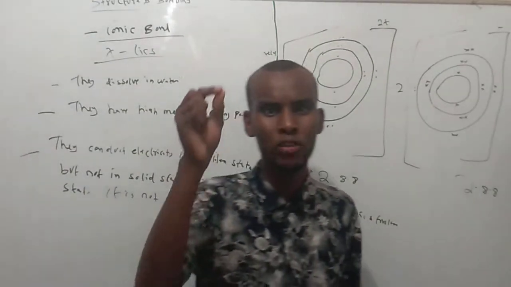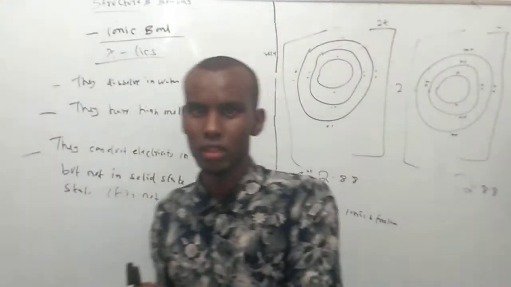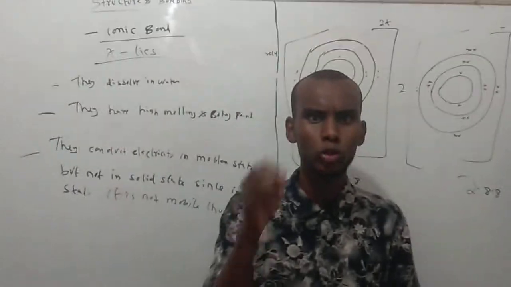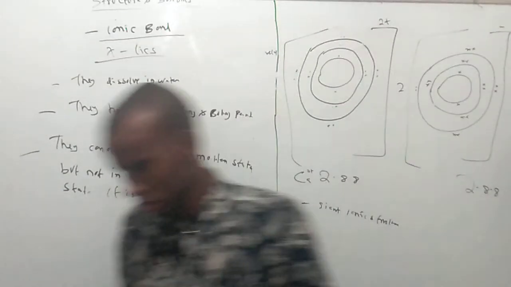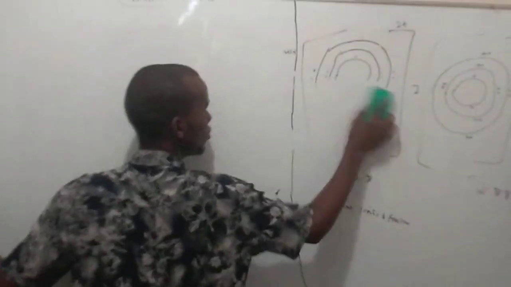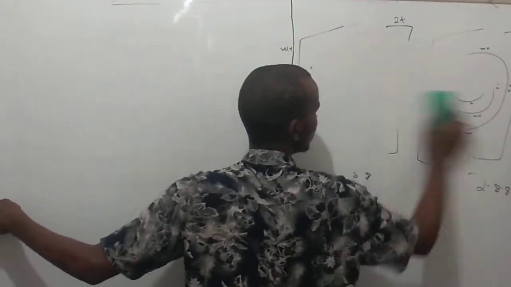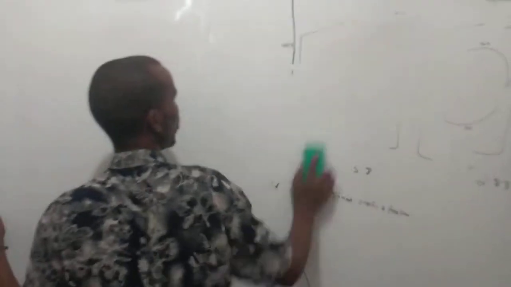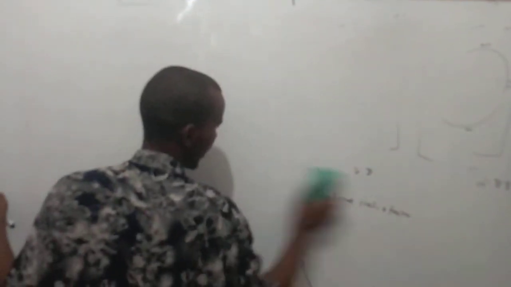Now we have seen how to draw the ionic bond and the characteristics. That's all about the ionic bond. We want to go to the next bond. So we are done with the ionic bond. Now we want to go to the covalent bond.